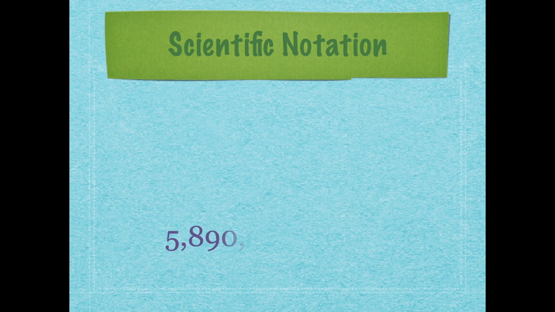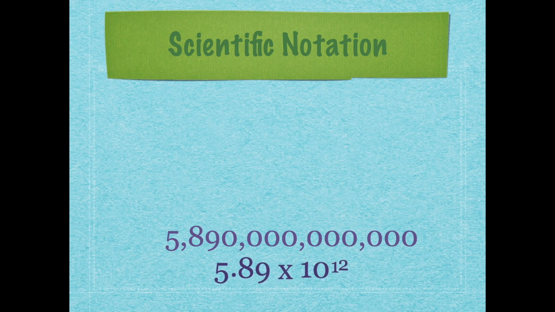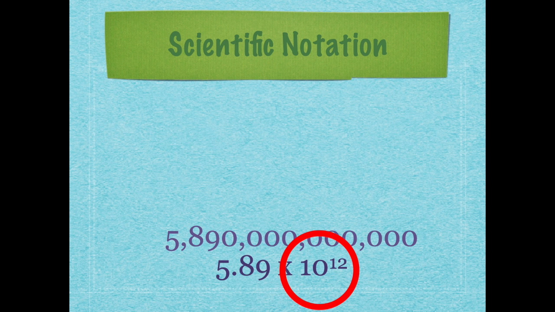So if I just take a big giant number like this, I can write it in scientific notation like this. So I get the same digits, 5, 8, and 9, and I take all those zeros and I just write it as a 10 power. In this case, 10 to the 12th power. So let's practice on a few.